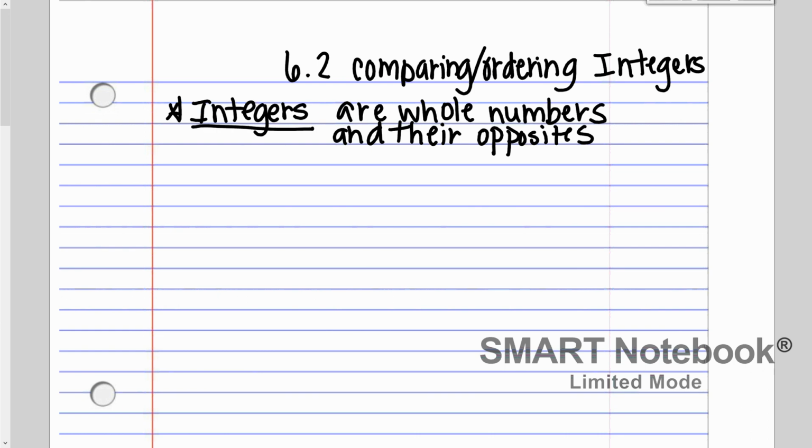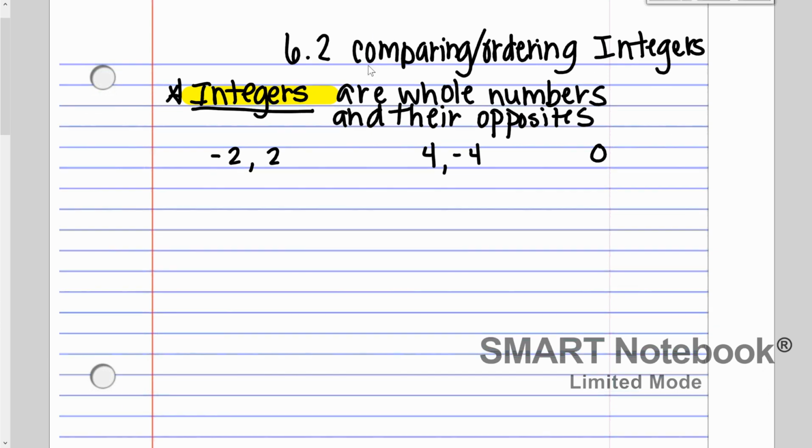Let's grab a highlighter if you have one, and highlight that word integers if you have one. All right. So these are the numbers like -2 and +2, 4 and -4. Those are called opposites because they're the same distance from 0. Remember that integers also include 0 because 0 is a whole number.